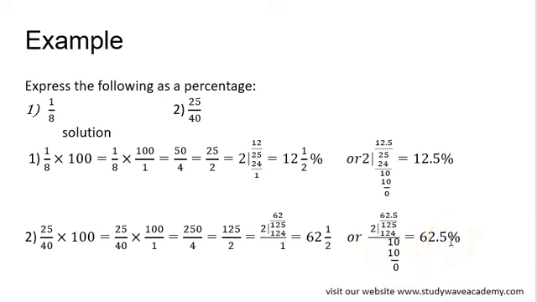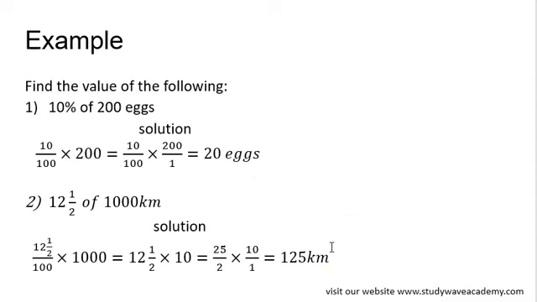Okay, did we get that? So it's just the same thing. So the percentage of 25 over 40 is 62.5%, or the mixed fraction 62 1 over 2. Sorry for that mistake. Okay, we'll go over to the next example.